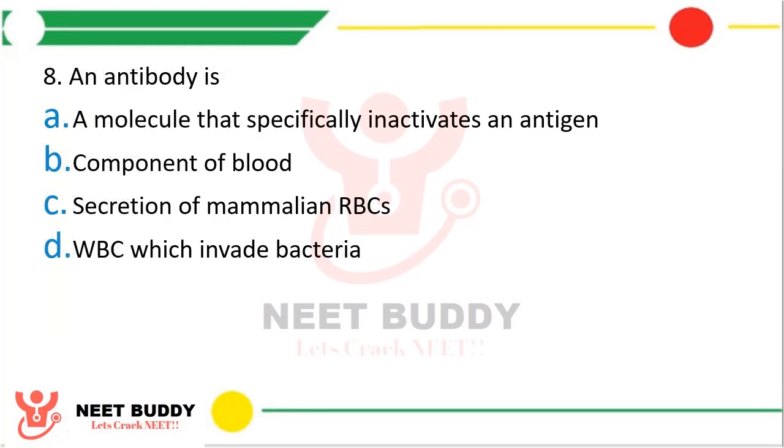Question number 8. An antibody is option A, a molecule that specifically inactivates an antigen. Option B, a component of blood. Option C, secretion of mammalian RBCs. Or option D, WBC that invades bacteria. An antibody is best defined as. Correct answer is option A. It is a molecule that specifically inactivates an antigen.